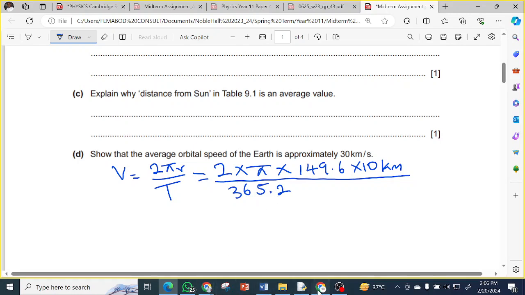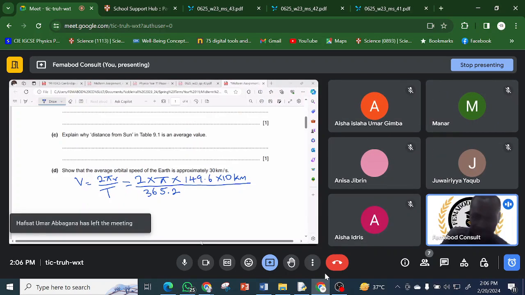So who can remind us, how do you convert days to seconds quickly? How do you convert days to seconds?